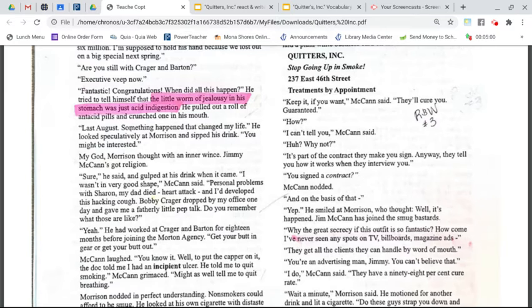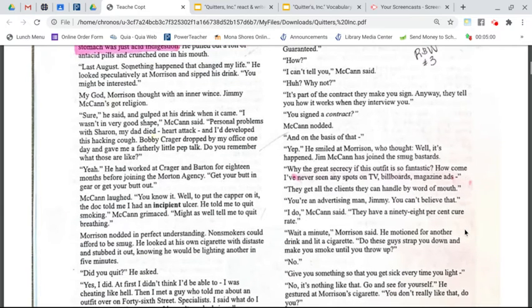I wasn't in very good shape, McCann said. Personal problems with Sharon, my dad died, heart attack, and I've developed this hacking cough. Bobby Krager dropped by my office one day and gave me a little pep talk. Do you remember what those were like? Oh, yeah. He had worked at Krager and Barton for 18 months before joining the Morton Agency. Get your butt in gear or get your butt out. McCann laughed. You know it. Well, to put the capper on it, the doc told me I had an incipient ulcer. He told me to quit smoking. McCann grimaced. Might as well tell me to quit breathing.